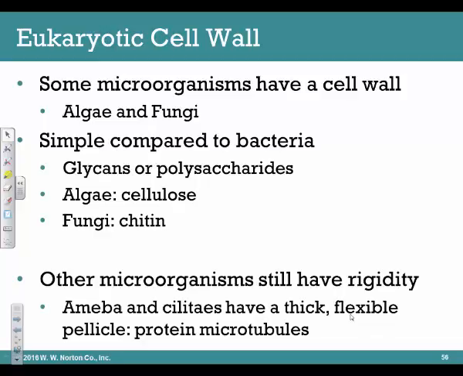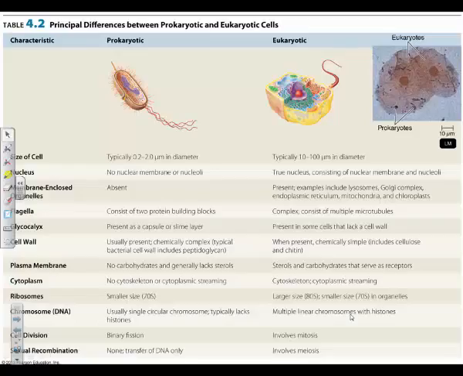And instead of being composed of glycans or polysaccharides, it's composed of proteins that are found in microtubules. So a strong material, but also a flexible material. And here's a table going over some key differences between prokaryotic and eukaryotic cells.